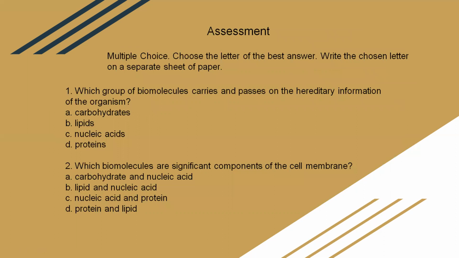Now for the assessment. Multiple choice: choose the letter of the best answer and write the chosen letter on a separate sheet of paper. Number one, which group of biomolecules carries and passes on the hereditary information of the organism? A. Carbohydrates, B. Lipids, C. Nucleic acids, D. Proteins. 2. Which biomolecules are significant components of the cell membrane? A. Carbohydrate and nucleic acid, B. Lipid and nucleic acid, C. Nucleic acid and protein, D. Protein and lipid.